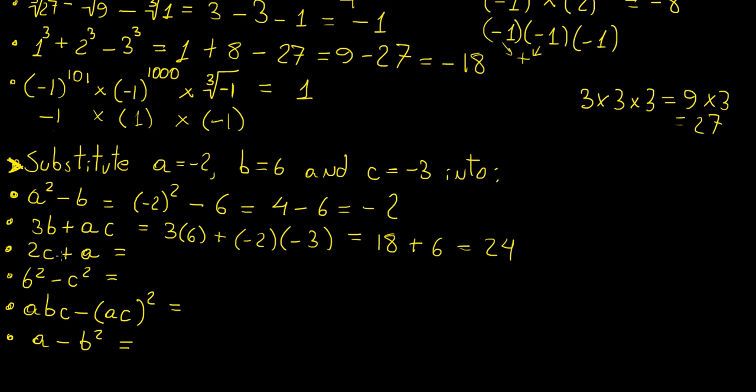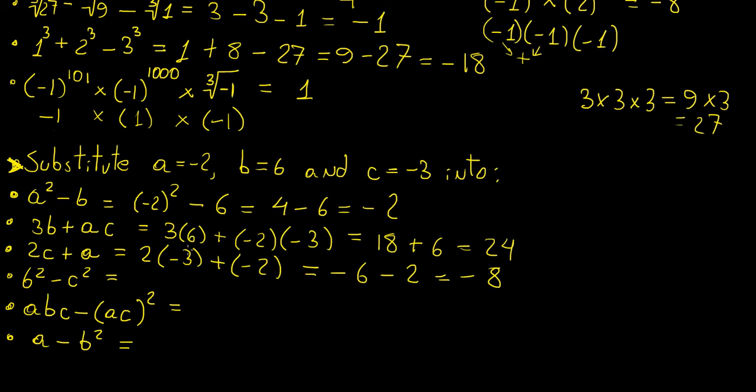And this is going to be 24. Now we have 2c plus a, so that's going to be 2 times minus 3 plus minus 2. So this is going to become minus 6. This is going to stay as minus 2. And minus 6 minus 2, that's minus 8.